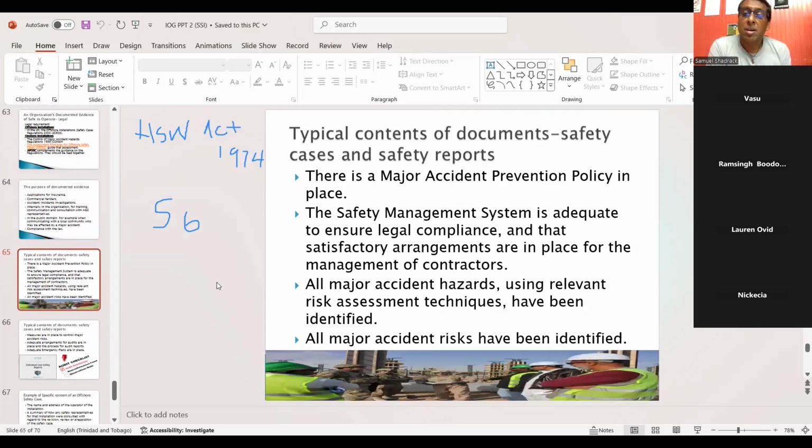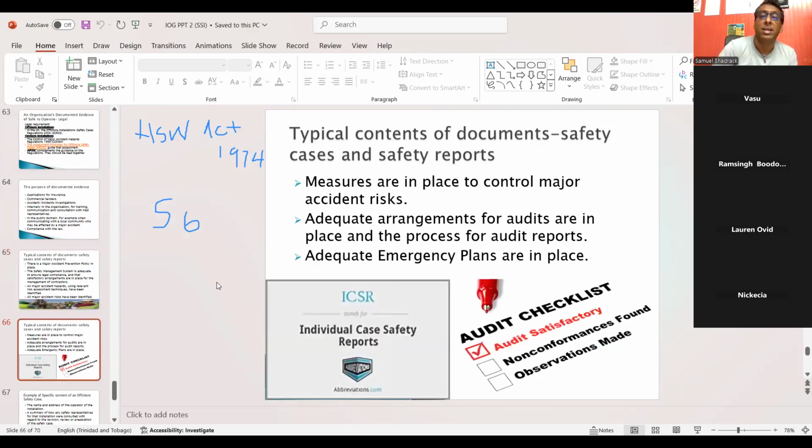Typical contents of documented safety cases and safety reports. There's a major accident prevention policy in place, so that goes in the safety report. The safety management system is adequate to ensure legal compliance. You could think about things like ISO 45001, and that satisfactory arrangements are in place for the management of contractors. All major accident hazards have been identified using relevant risk assessment techniques. All major accident risks have been identified.